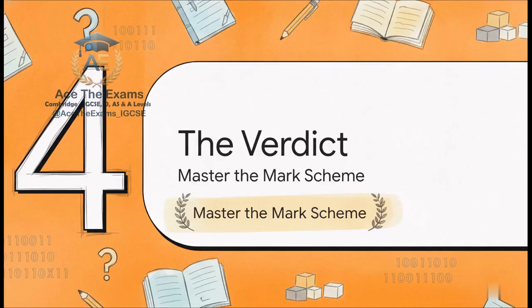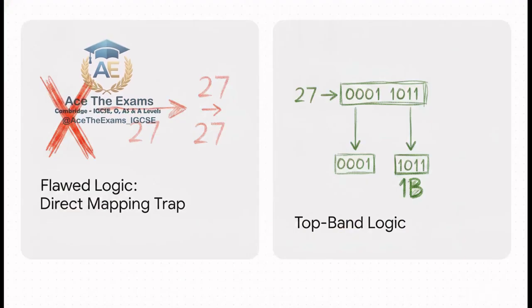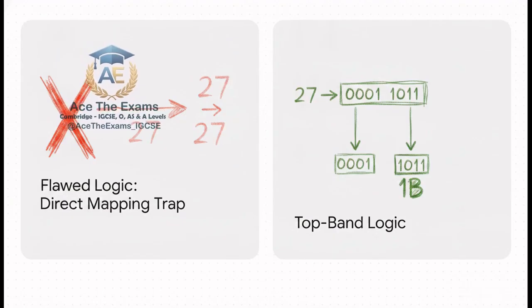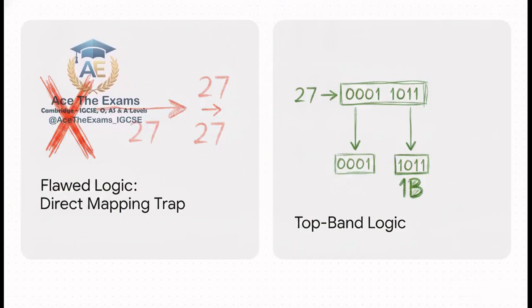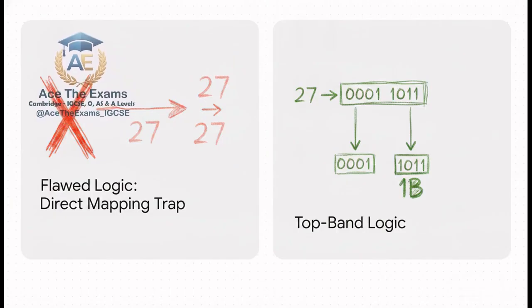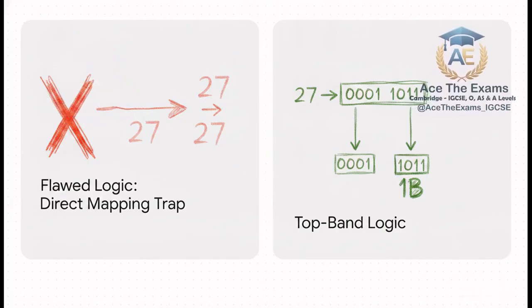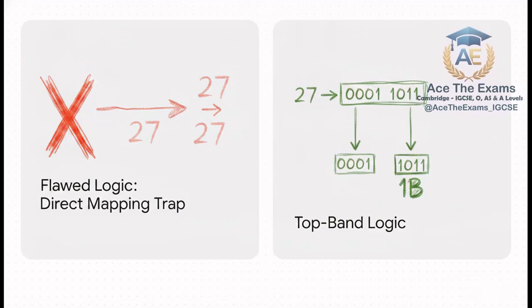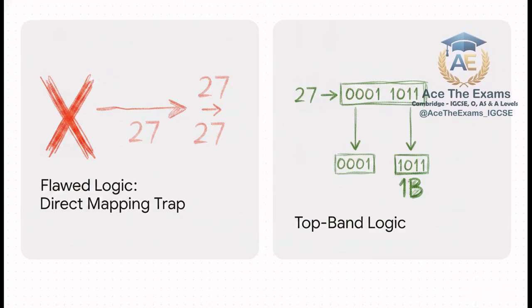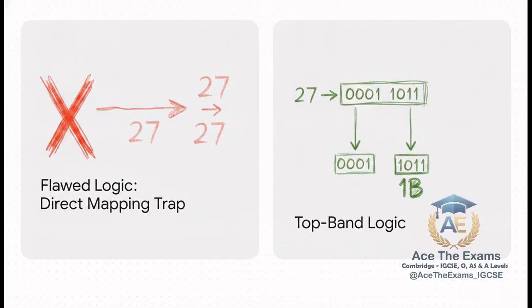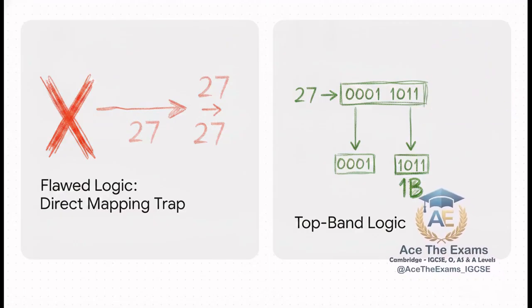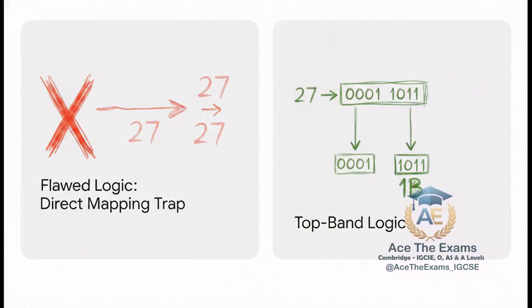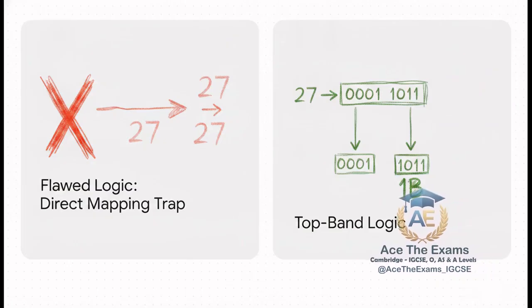The verdict. Mastering the mark scheme. Because getting it right on scratch paper isn't quite enough for exam day. Think back to that hook from the very beginning. We can totally see now exactly why directly converting Denary 27 to hex 2 and 7 is such a disaster. The actual mathematically sound top-band way to do it is converting 27 to the binary 0001, 1011. Splitting that gives us a left nibble of 0001, which is 1, and a right nibble of 1011, which is 11, or B. So the real answer is 1B. The nibble framework is bulletproof, direct mapping is just a complete illusion.